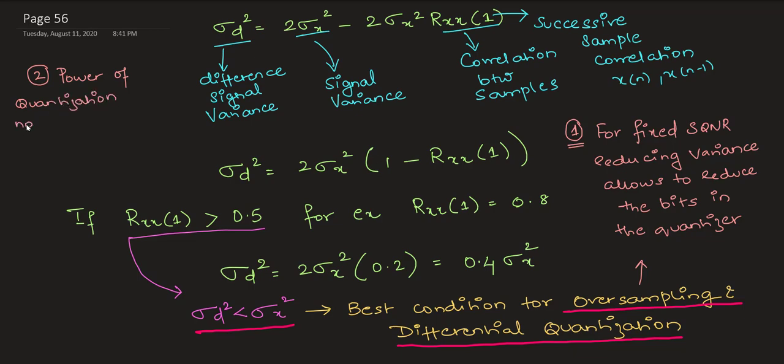Now here, this is my first optimal condition. Now I'm going for my second optimal condition. Here my Rxx1 greater than 0.5, which means between 0.5 and 1, I get my sigma d square less than sigma x square, and that is the best condition for my oversampling quantization. But now I need to do something. I'm again constrained with the range between 0.5 and 1. So I want to take the range from 0 to 1.